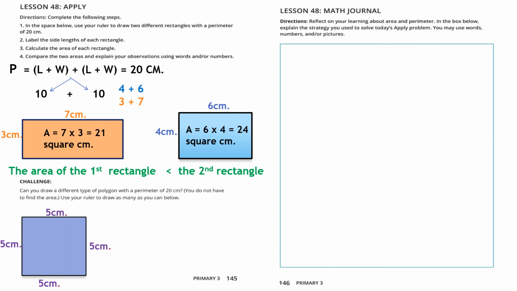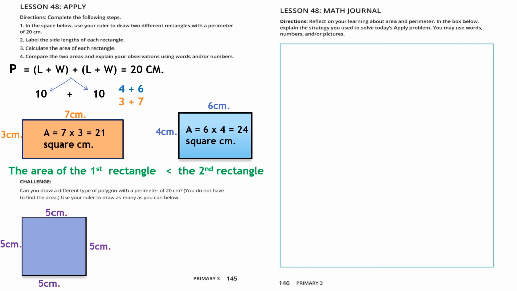5 plus 5 plus 5 plus 5. So the perimeter is 20. It means we added all sides. We can say 5 plus 5 plus 5 plus 5 because 5 times 4 equals 20.